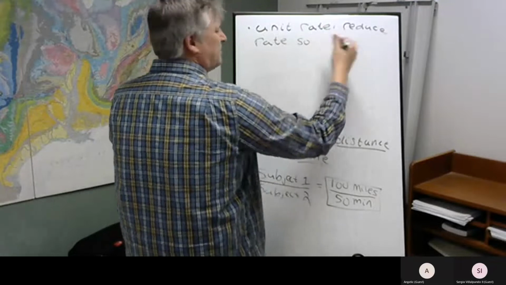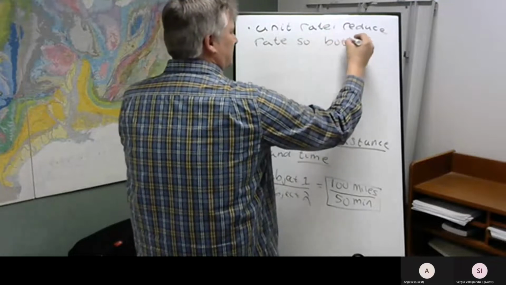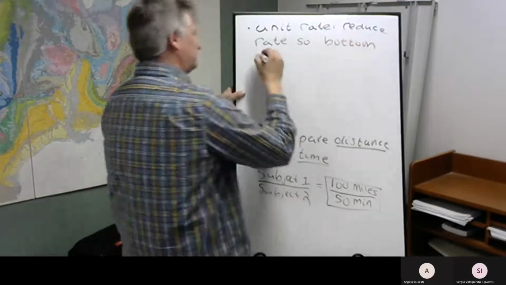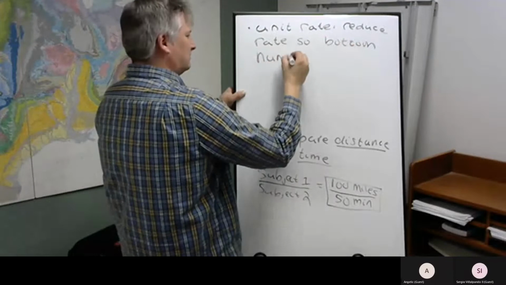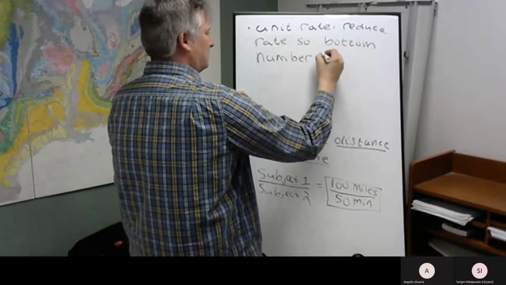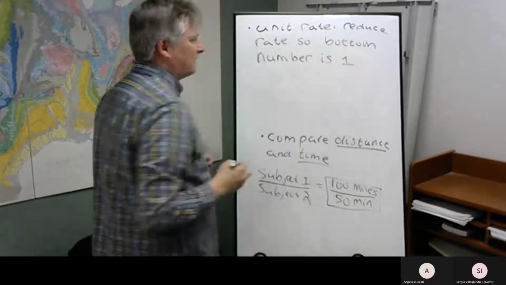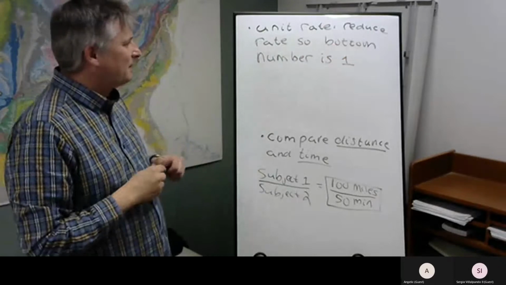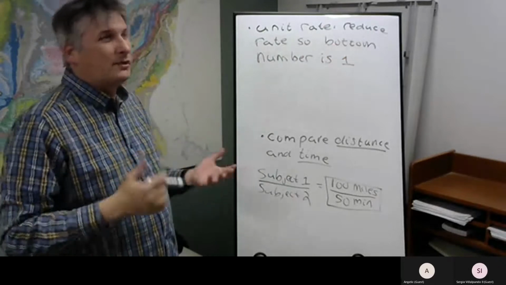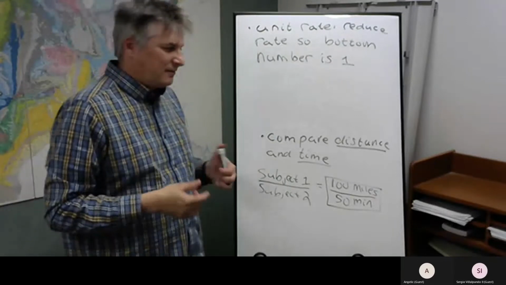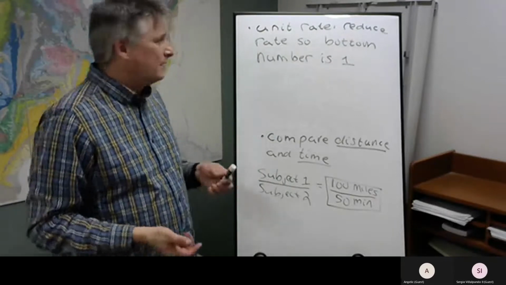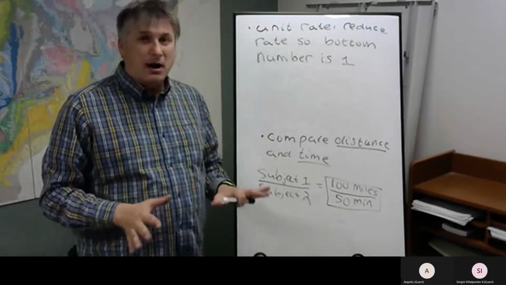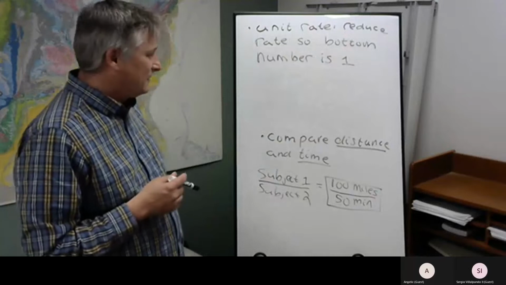I'm going to be careful. I'm just going to say bottom number for now. These denominator and numerator terms typically have meanings that are very much tied to fractions, so I'm just going to call it bottom number for now.